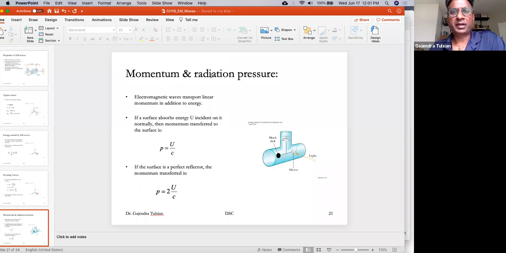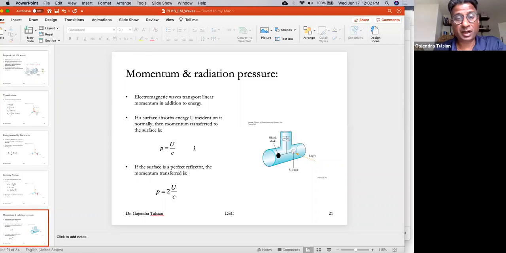Okay, now we'll talk about radiation pressure. Let's say you shoot a gun at a target. When the bullet hits the target, it transfers momentum to the target. Similarly, if you shoot a beam of light at something, the photons impinging on or being absorbed by the target transfer momentum to the target.